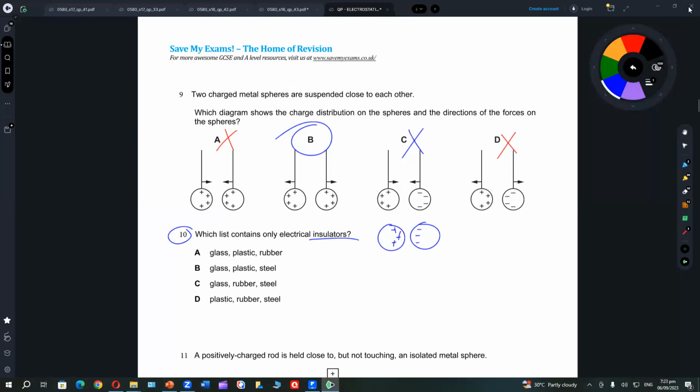Now, do question number 10. It's a memory question. Glass, plastic, rubber. Okay, Asad says A. Okay, good.